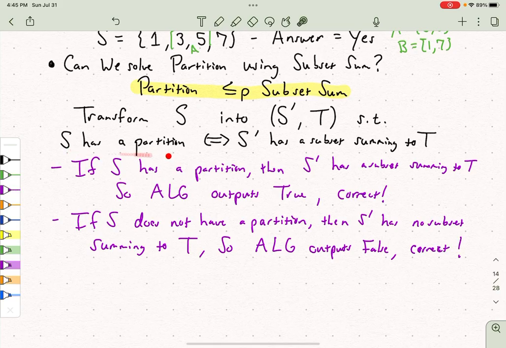So that's why we prove this if and only if, because this if and only if is equivalent to showing the algorithm is correct. So the takeaway is the if and only if statement is equivalent to proving the algorithm is correct.